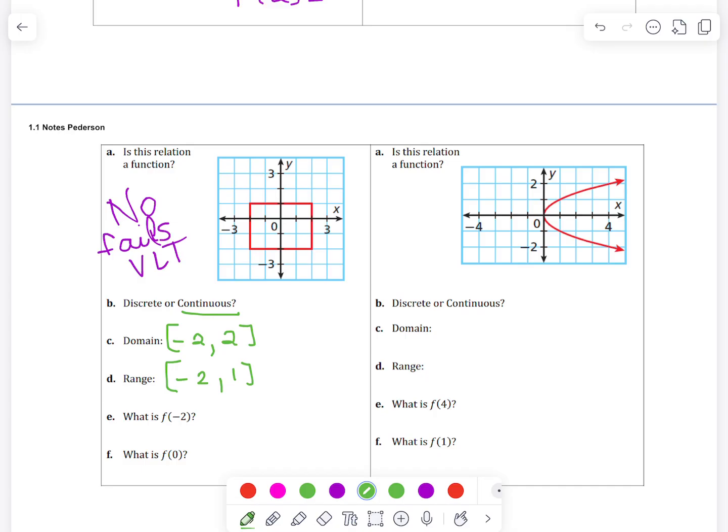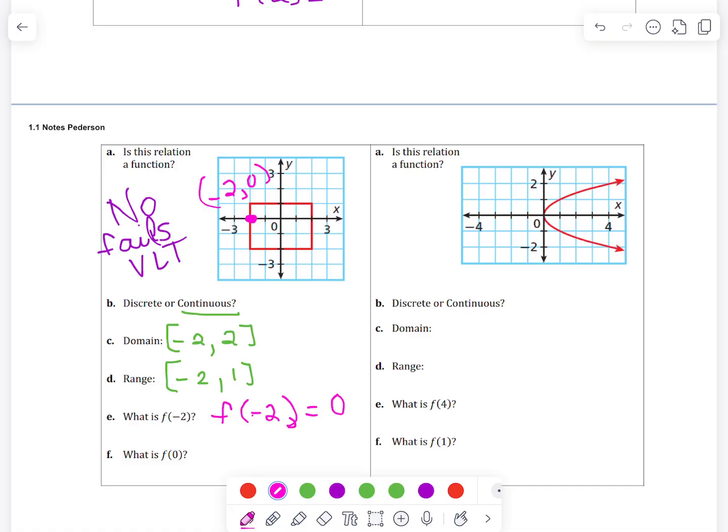What is f of -2? So we go to -2 on the x-axis. So here's -2. What's that ordered pair? That ordered pair, I like to write it out here. That's -2, 0. So what's f of -2? That is 0.